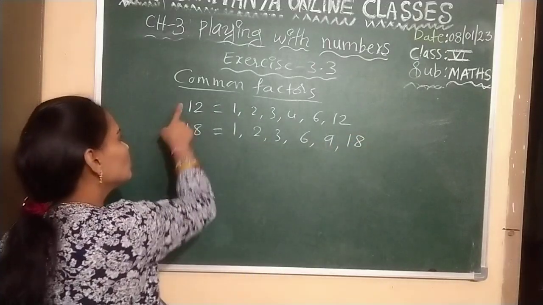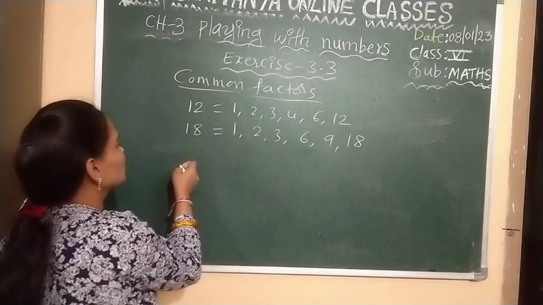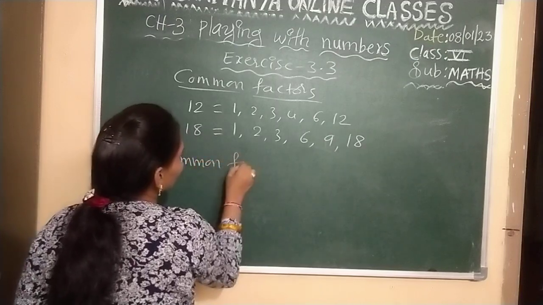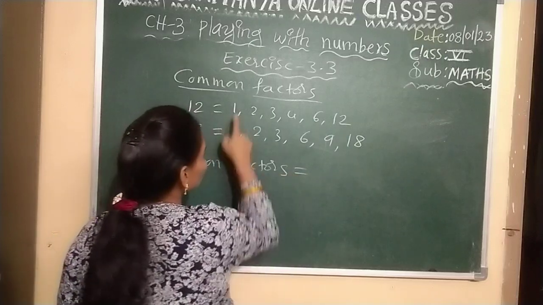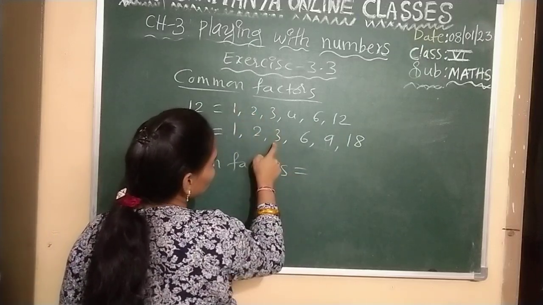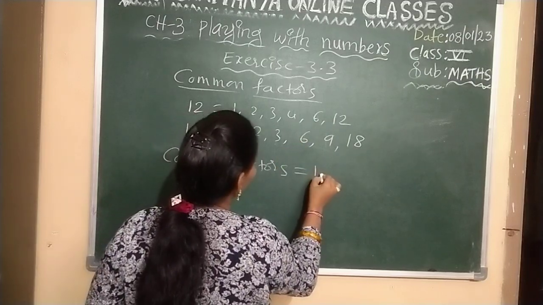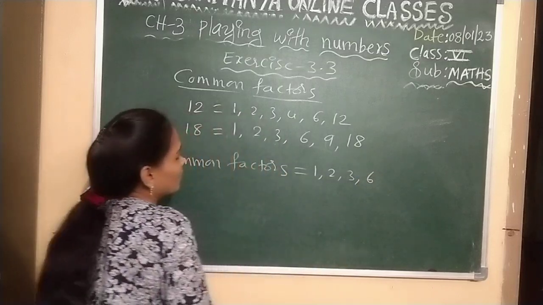For these two numbers, what are the common factors? 1 is there, 2 is there, 3 is there, 6 is also there. So 1, 2, 3, 6 are the common factors.